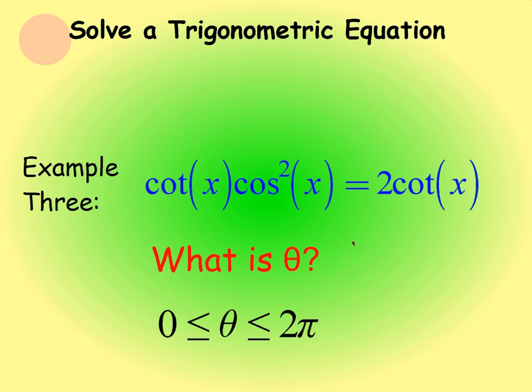All right, let's do a third example for solving trig equations. This is example number 3. Let's read this together. We have cotangent of x times cosine squared of x is equal to 2 cotangent of x. So this can be a very complicated looking problem, and I want to prevent you from some pitfalls that may occur with this problem.